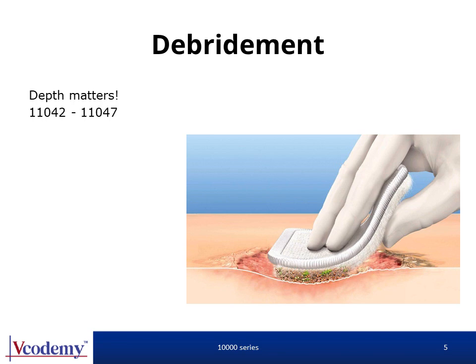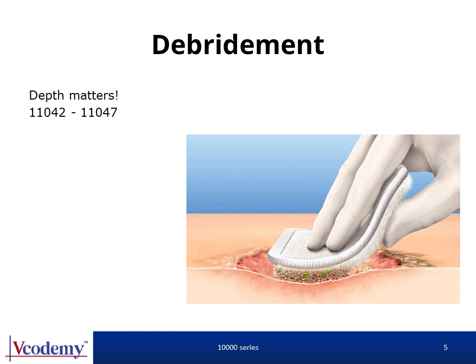11043 is debridement of muscle and or fascia, which includes the epidermis, dermis and subcutaneous tissue if performed first, for 20 square centimeters or less. You have add-on code 11046 for each additional 20 square centimeters. Then you have 11044, debridement of the bone, which includes epidermis, dermis, subcutaneous tissue, muscle and or fascia if performed first, for 20 square centimeters or less, and add-on code 11047. So these codes are defined by depth and size, not the anatomic site.